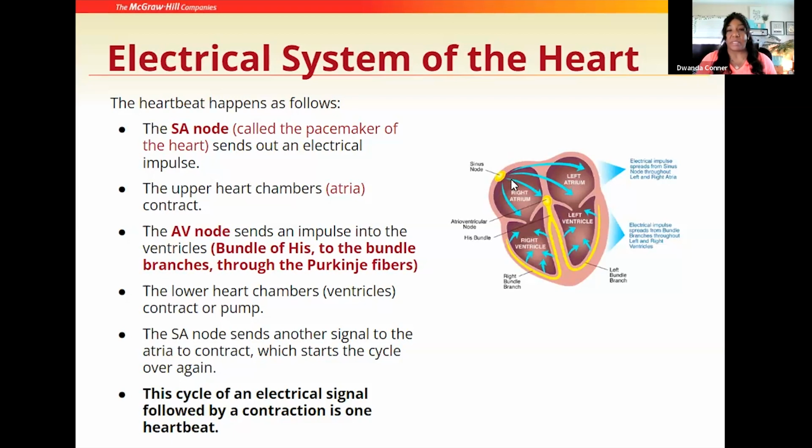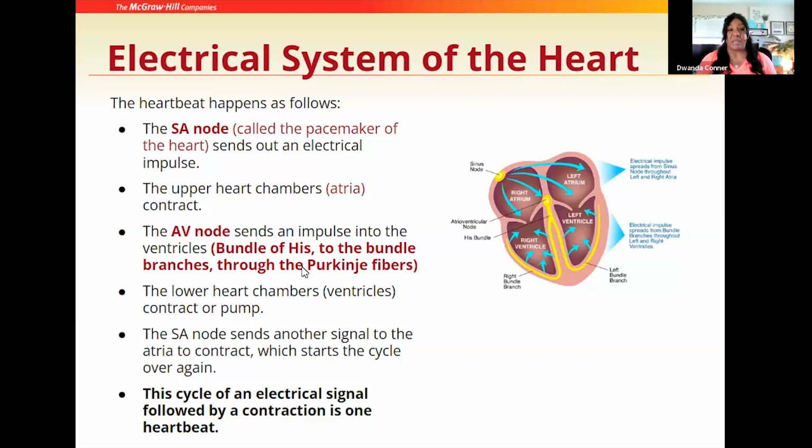So what we're going to see is the initial signal from the SA node or the sinoatrial node. It's going to cause the right and left atrium to contract. As they're contracting, that signal continues to work its way through the heart. The next signal that is received is in the AV node or the atrioventricular node. Once that node receives its impulses, it then sends communication to the base of the heart.